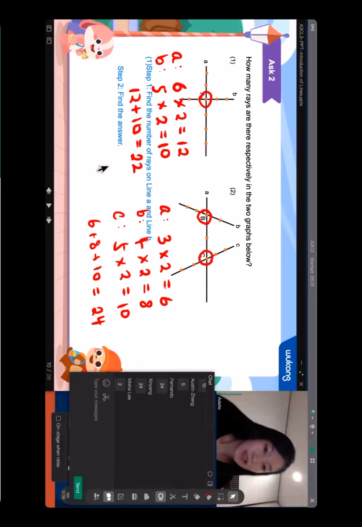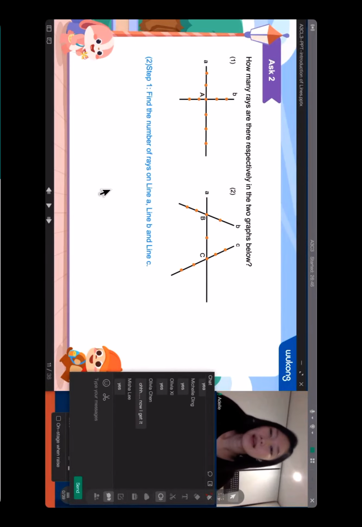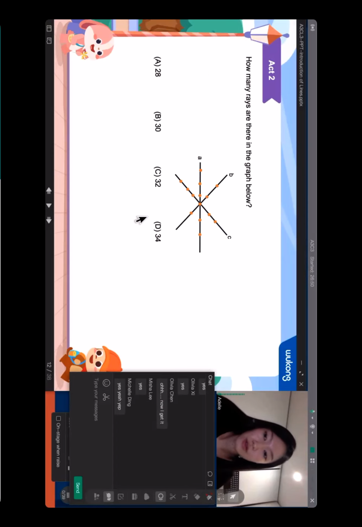So did that make sense, everybody? And are you all comfortable using the multiplication? So we multiply by 2 instead of just adding 2s, because that would take a long time. Yes? Okay, that's good. So we've gone through question 2 as well.